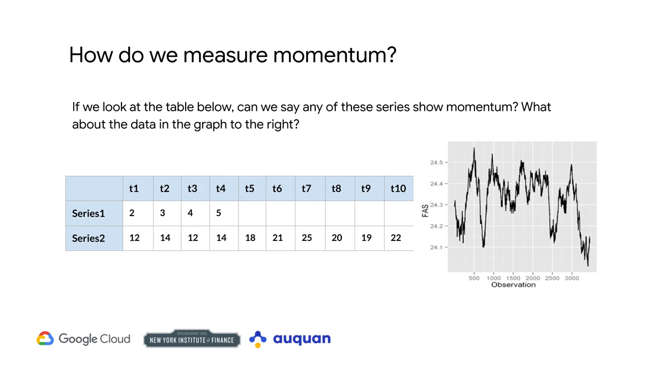Series 1 in the table on the left is monotonically increasing by the same amount each period. If these were an asset's price, we could say that the asset has upward momentum over the period. Series 2 is also increasing over the time period shown, but has decreases at times 3, 8, and 9. Momentum is positive but not monotonic. The graph on the right shows FAS trading in a tight range over the time period shown. Hard to see any momentum there.